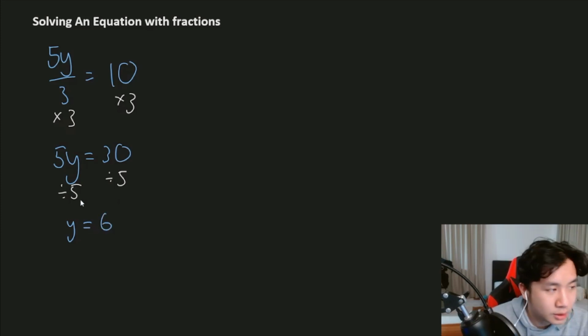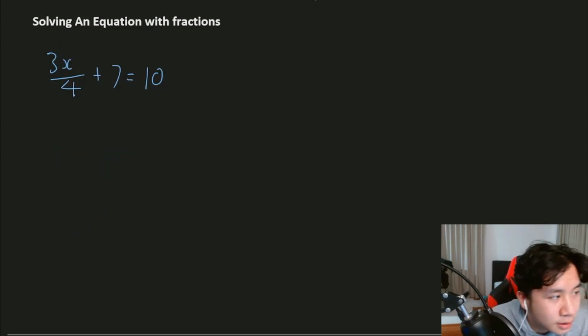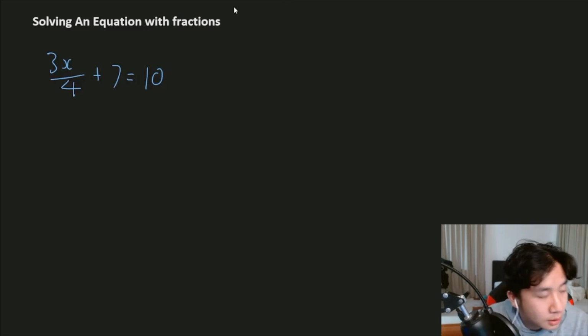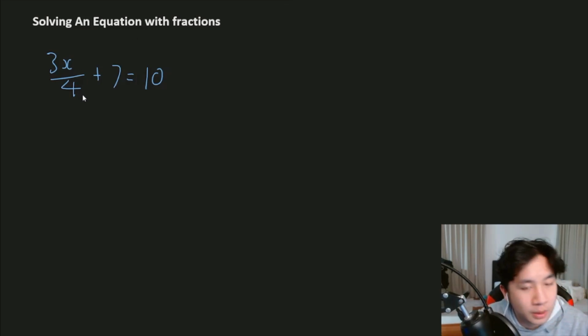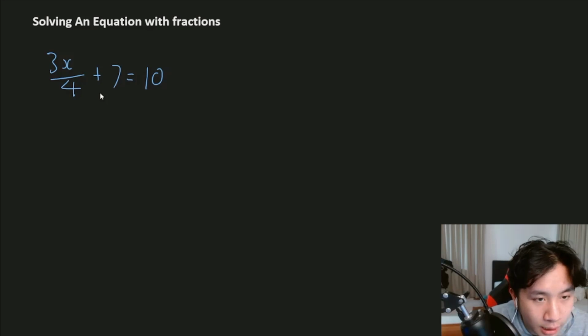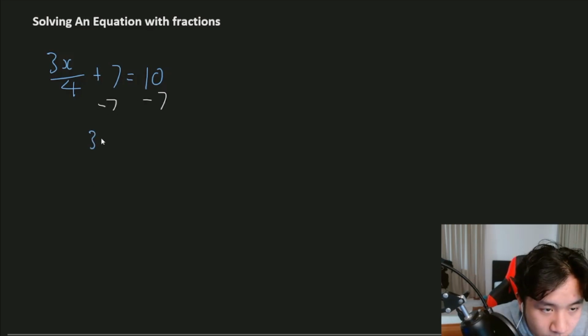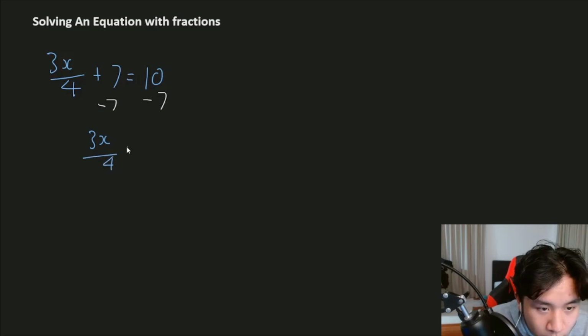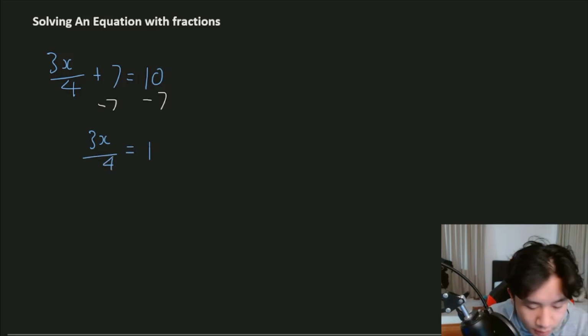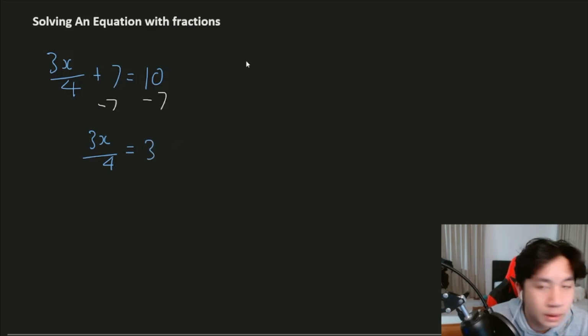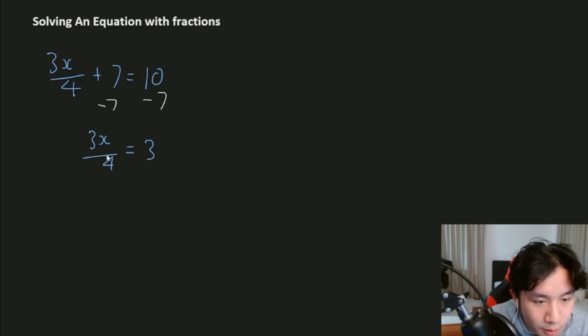Okay, very easy question. All right, so this is a more challenging equation. We have 3x over 4 plus 7 equals 10. Now, to solve this, you want to get rid of the plus 7 first, so I'm just going to minus 7 from both sides. What I'm left with is 3x over 4 equals, oh sorry, not 1, that should be 3.